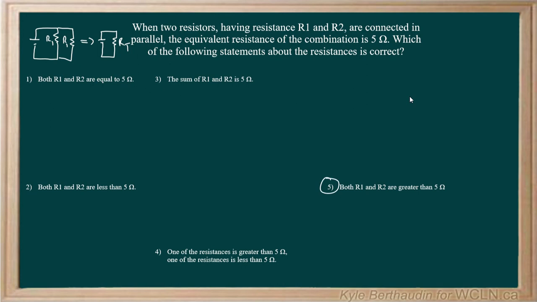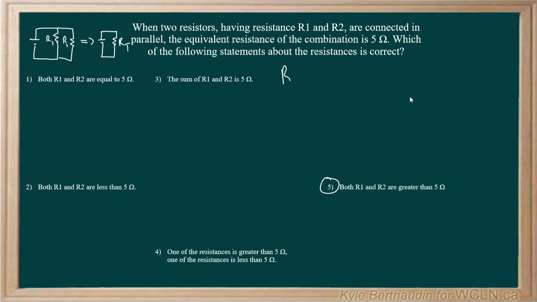And number 5 says that both R1 and R2 are greater than 5 ohms. And the reason is because the equivalent resistance of a parallel circuit, in other words, RT, will always be less than the smallest individual resistor in combination. So R1 and R2 are always going to be greater than RT. That's just a property of parallel circuits. So let me write that down first up here.